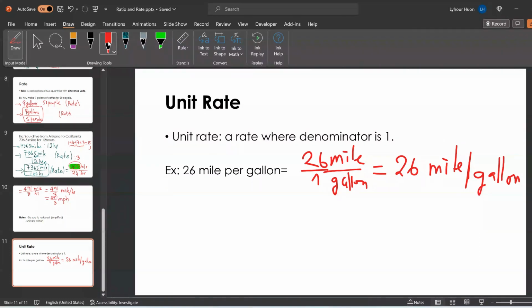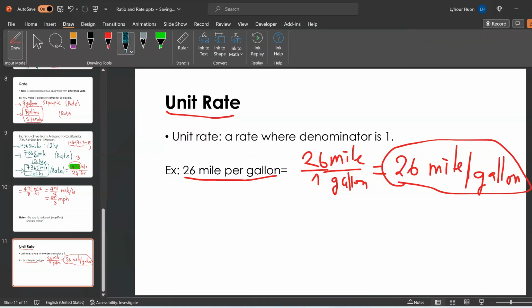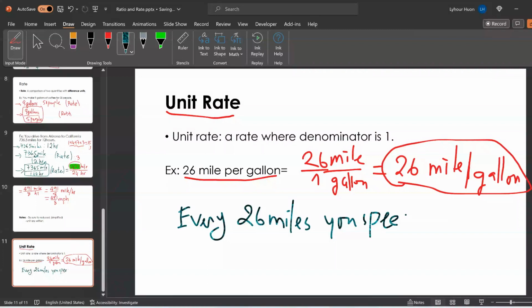Okay, so why do we study unit rates? Because when we have something like 26 miles per gallon, what can this be interpreted as? It means that every 26 miles you spend a gallon of gas.